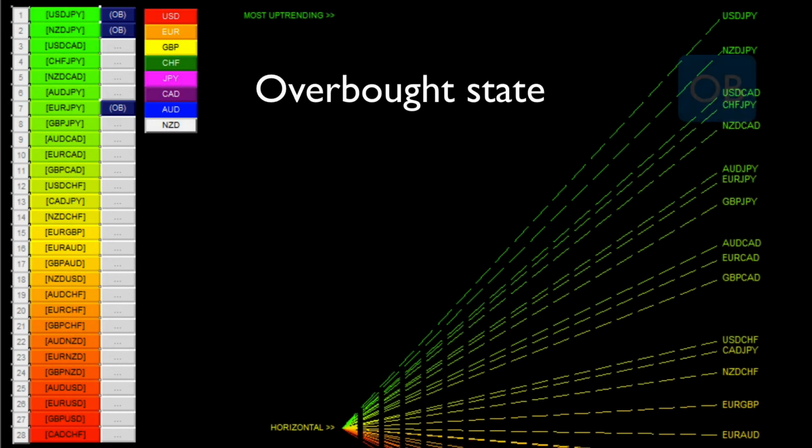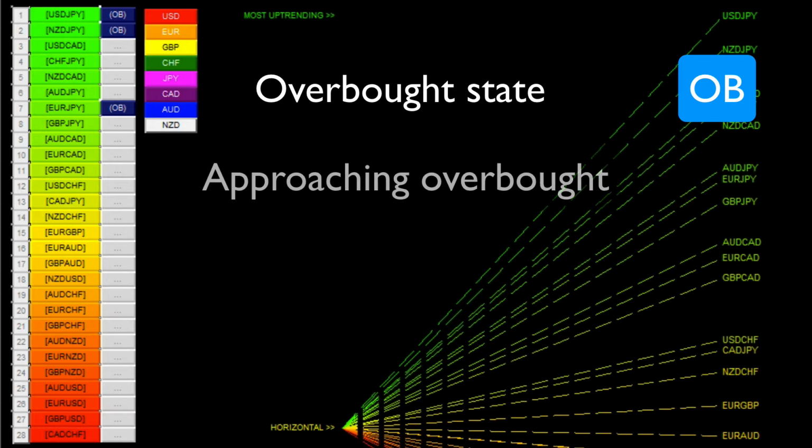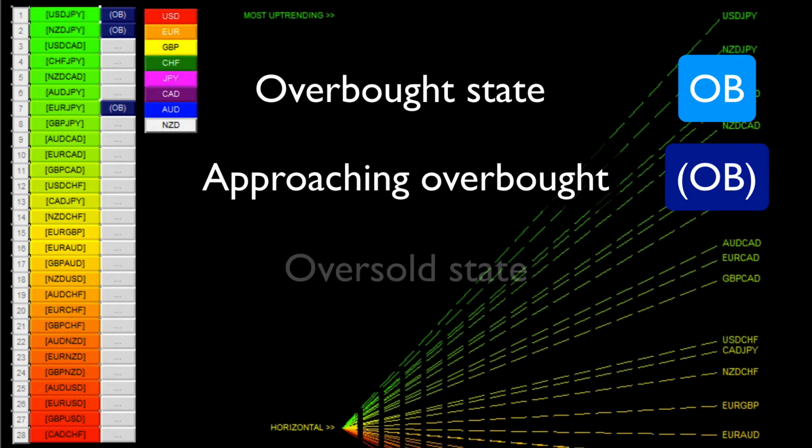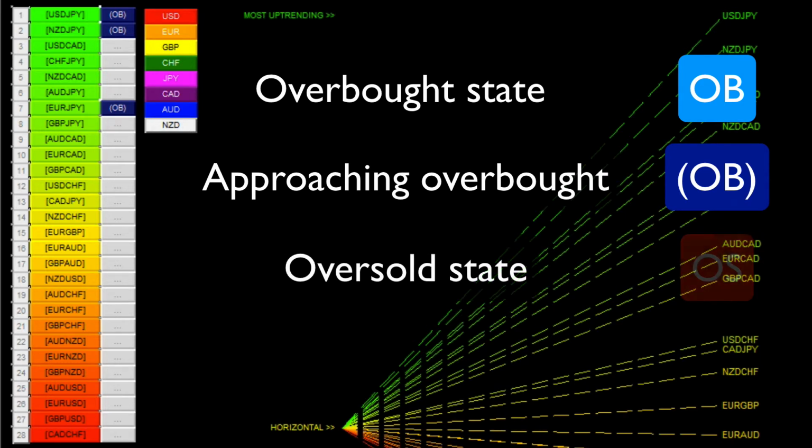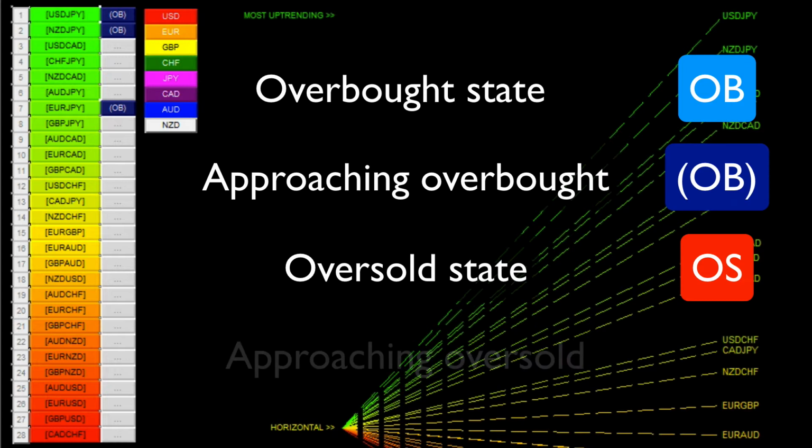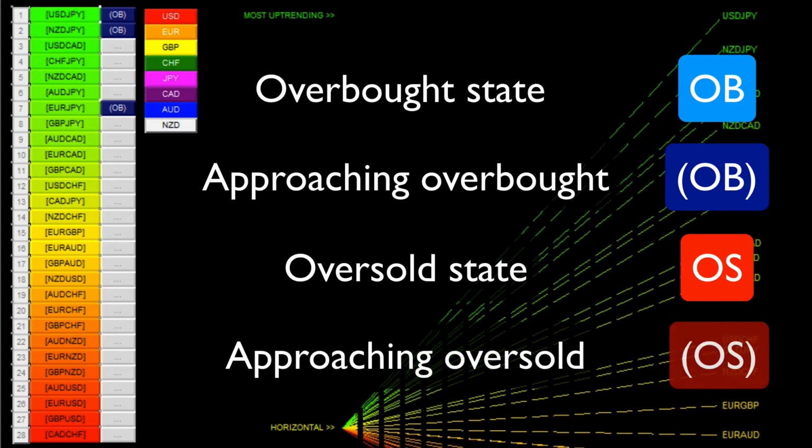If the pair is at an overbought state, an OB signal appears on a bright blue background. If the pair is approaching an overbought state, then an OB in brackets appears again on a dark blue background. And to the opposite side, if the pair is in an oversold state, an OS appears on a bright red background, and finally, if the pair is approaching an oversold state, an OS in brackets appears on a dark red background.